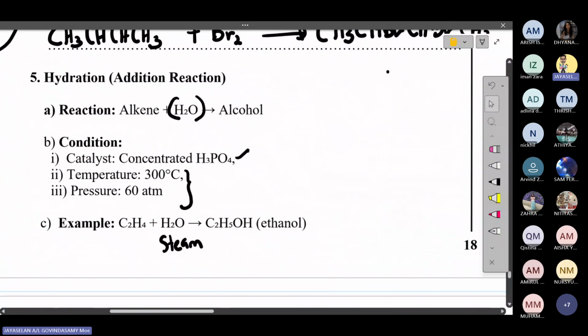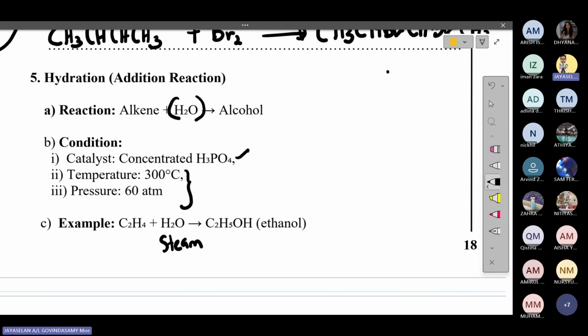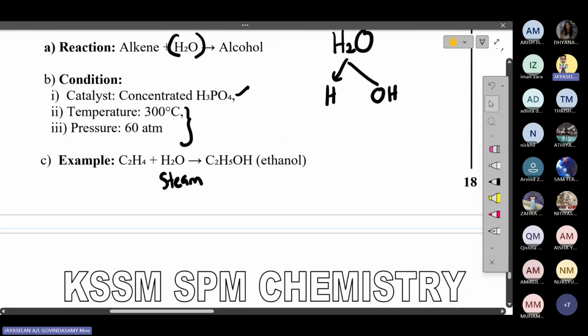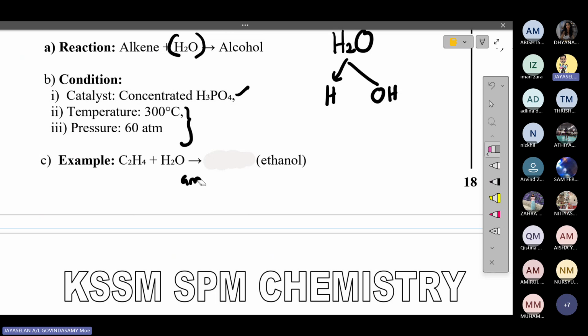Okay, so look at this. Please remember at high temperature and pressure, it will turn into steam. Water, how do you break it? Water must be broken into HOH. Any question? Okay, so how do you get this product? I erase this, how to get the product, I don't know.